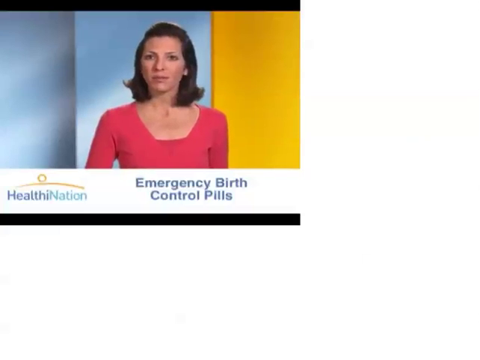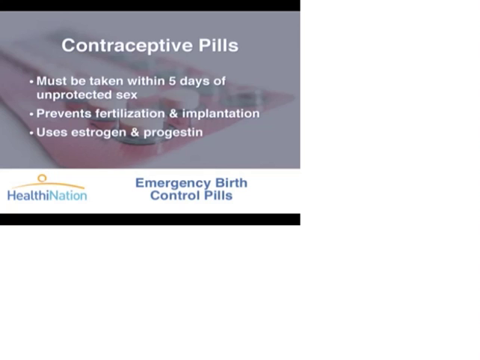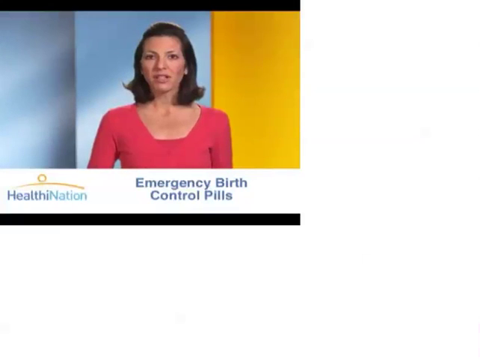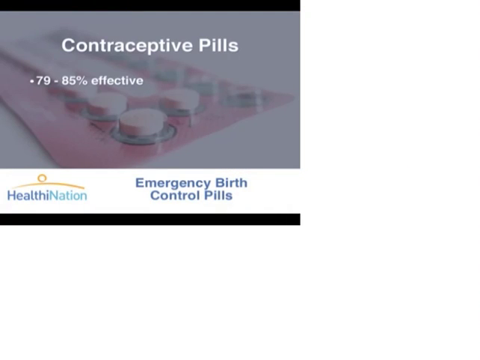First, there are hormonal oral contraceptives, sometimes referred to as morning after pills. They need to be taken within 5 days of having unprotected sex and can prevent fertilization and implantation. They are the same hormones used in traditional contraceptive pills, estrogen and progestin. Your doctor can explain how to use the traditional pill in this way, or they come prepackaged in the correct dosage and can be purchased over the counter. They are 79 to 85% effective.